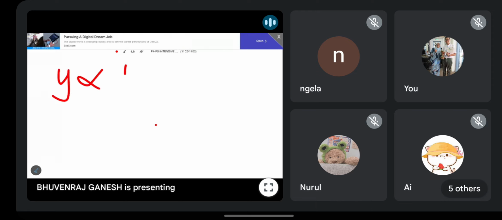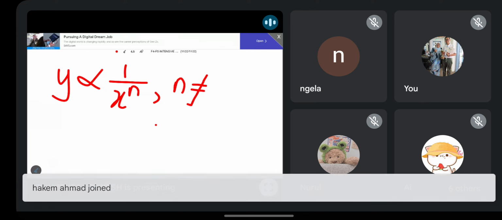For inverse variation, untuk ubahan songsang, you got something like this, correct? This is the format of inverse variation. Okay, but one condition. Guys, can you all tell me nilai n? N cannot be equal to what value in this case? Untuk soalan yang ni. N tak boleh sama dengan nilai apa?